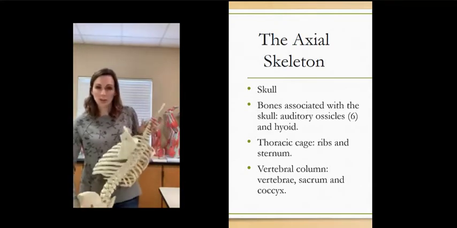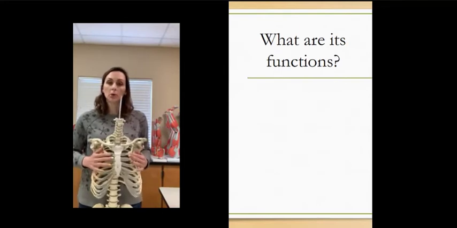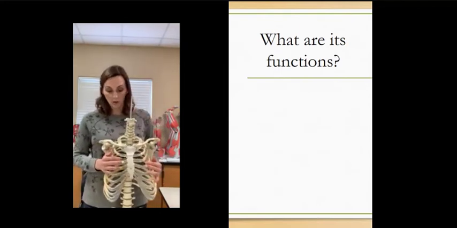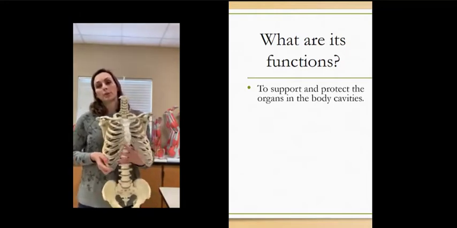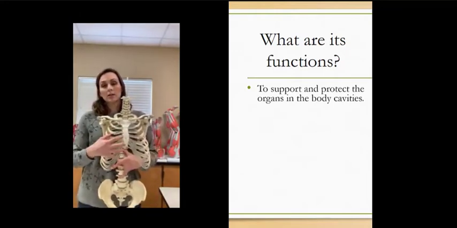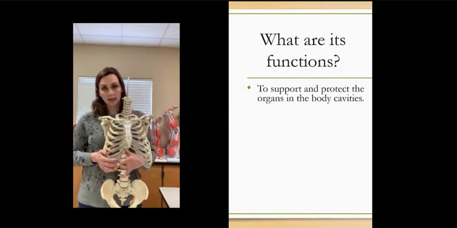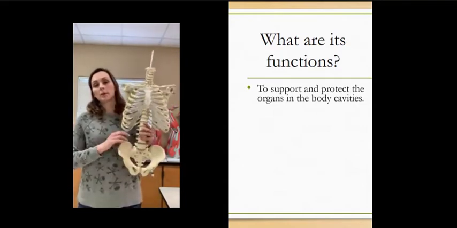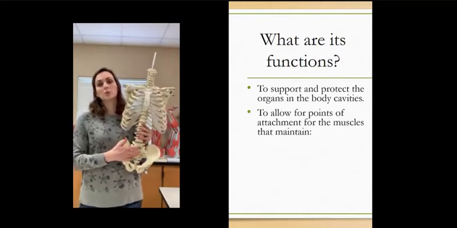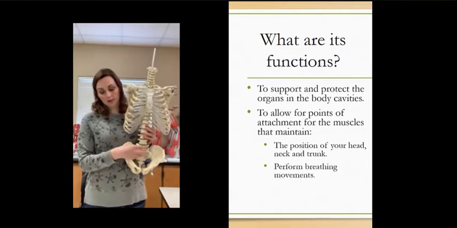So what are its functions? Why do you need the axial skeleton? It's going to help to support and protect the organs in the body cavities. So for example, the thoracic cavity is going to contain the heart and lungs. And you can see that the rib cage and the breastbone would do a really good job at protecting the heart and the lungs. And then we've got where the sacrum and coccyx is, it's going to help to protect the reproductive and urinary organs.